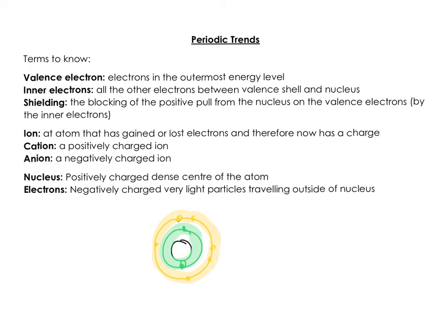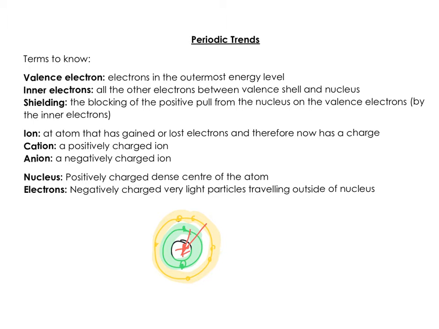Shielding is the blocking of the positive pull from the nucleus on the valence electrons by the inner electrons. So basically, you've got this big positive core at the center of your atom, and it's pulling on all the electrons. It's pulling them in. But the inner electrons are getting in between the valence electrons and the positive pull, so they're influencing how much of the positive pull can actually be felt.